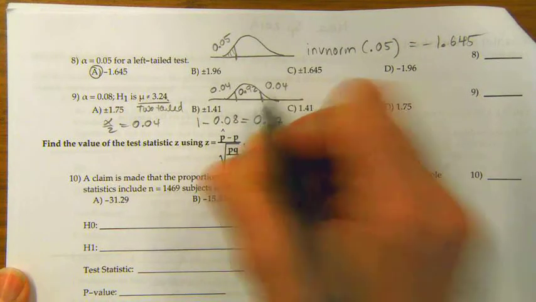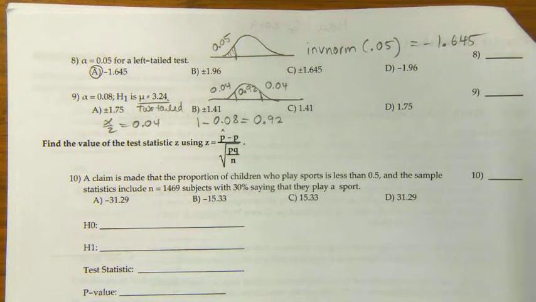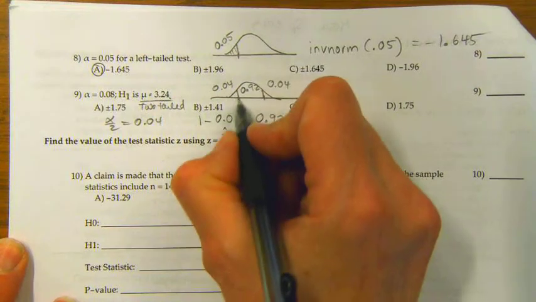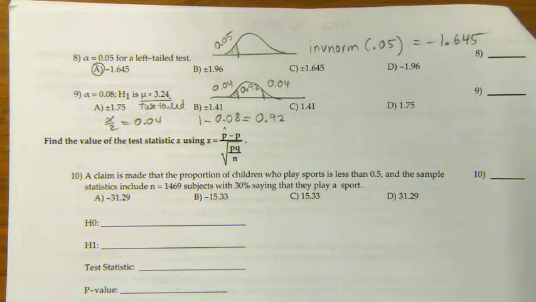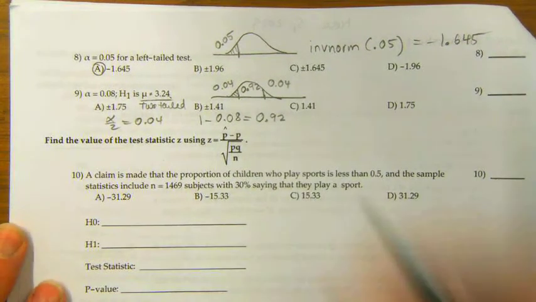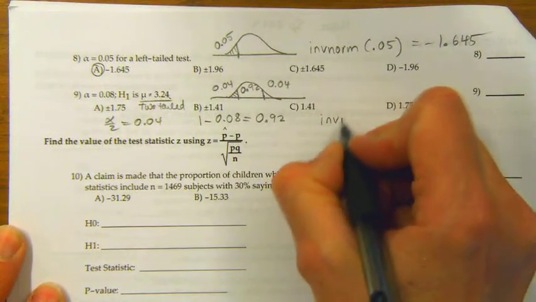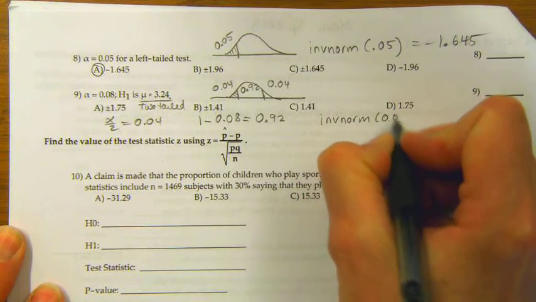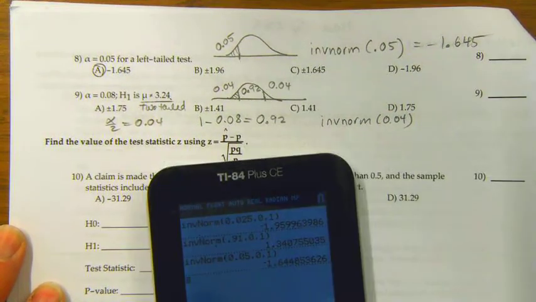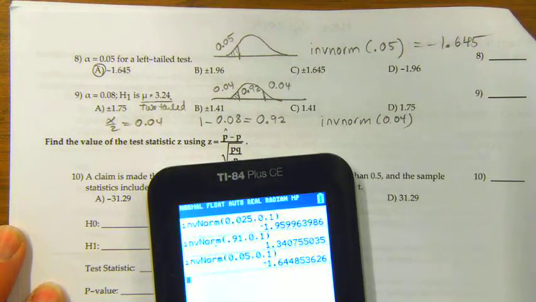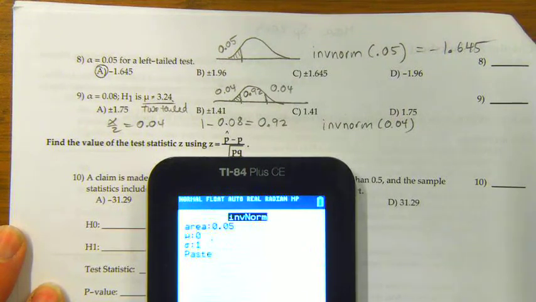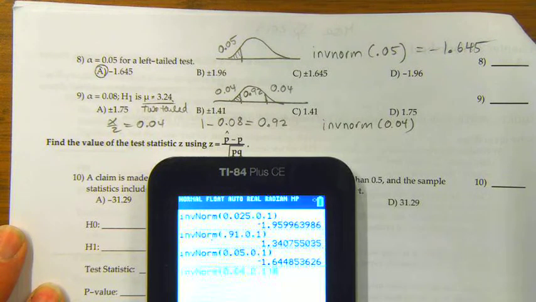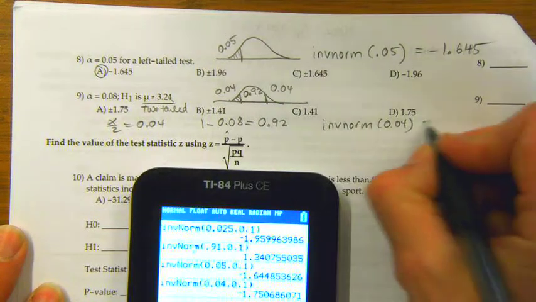We can find either one or we can find both of them. It's easiest to just find the one on the left because that already has the area to the left labeled. So that's inverse norm of 0.04. And this is negative 1.75.